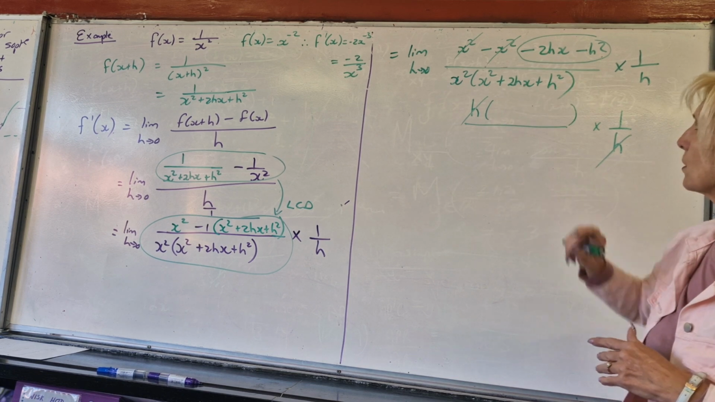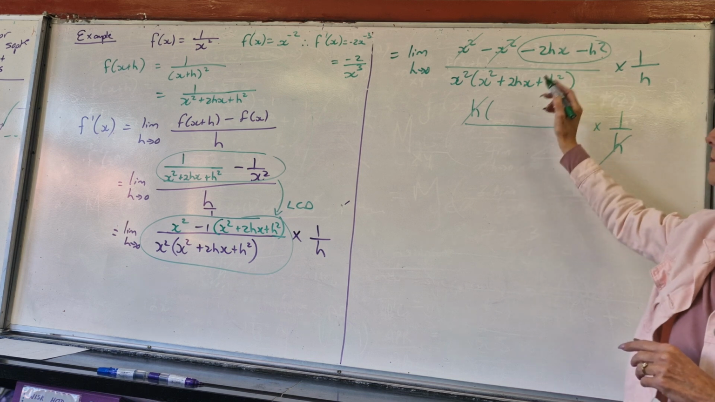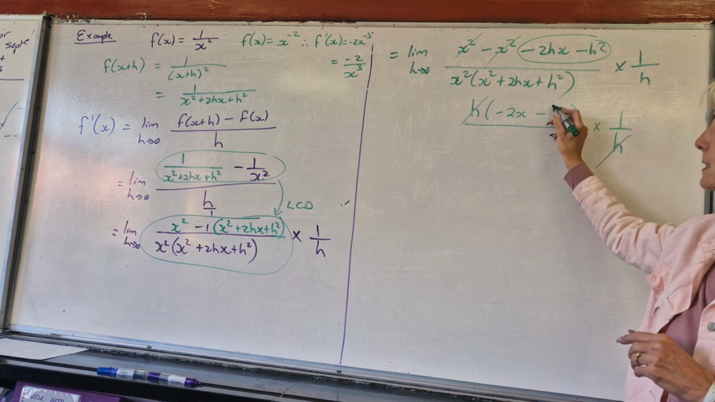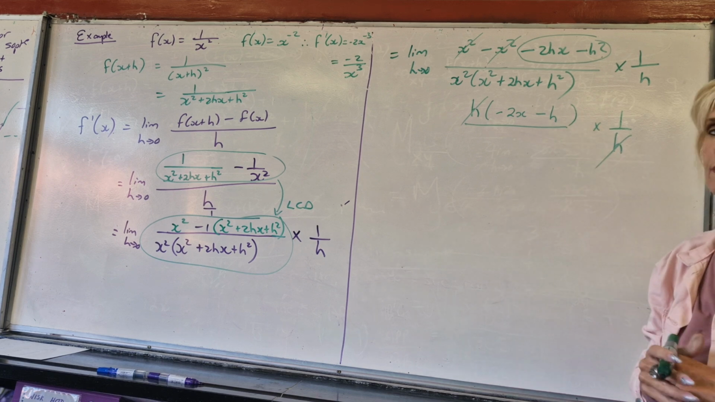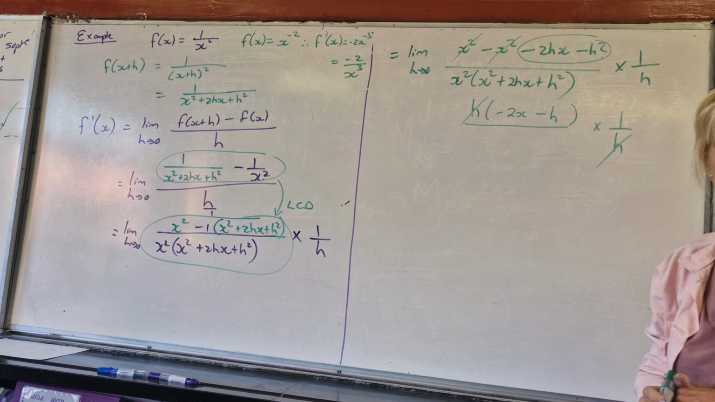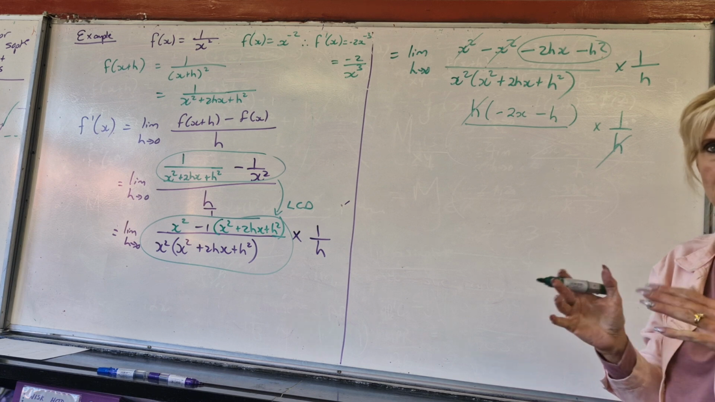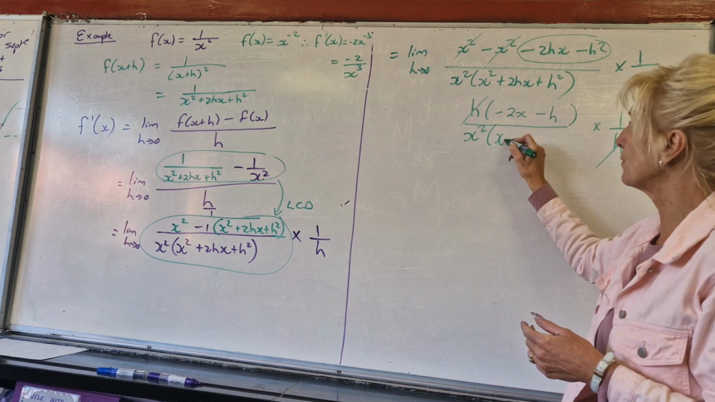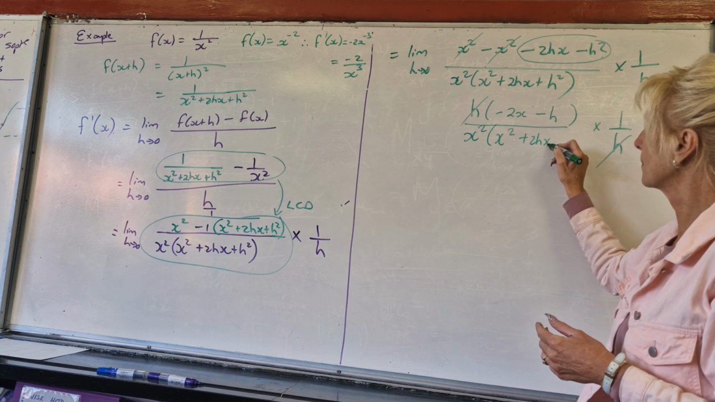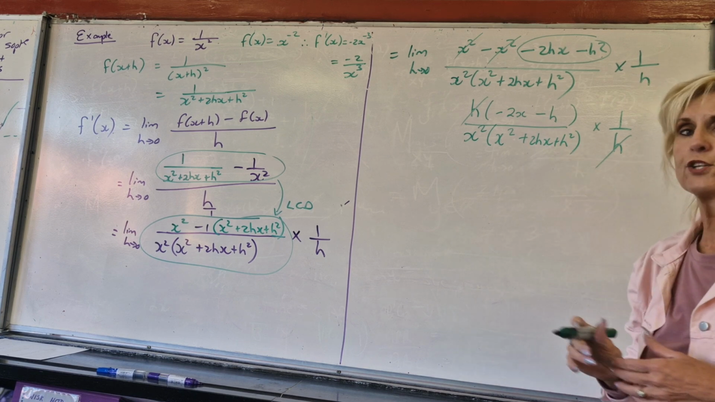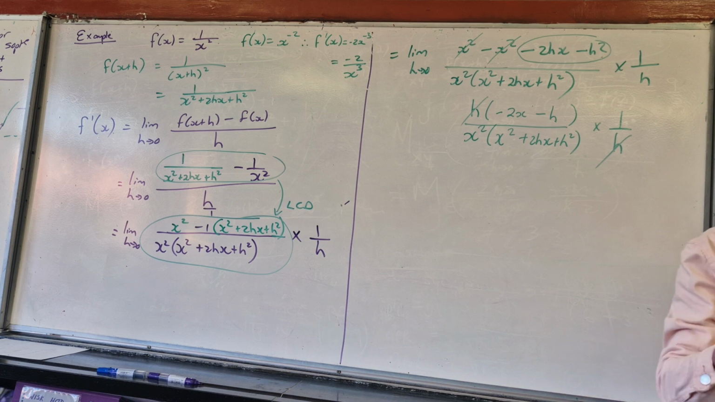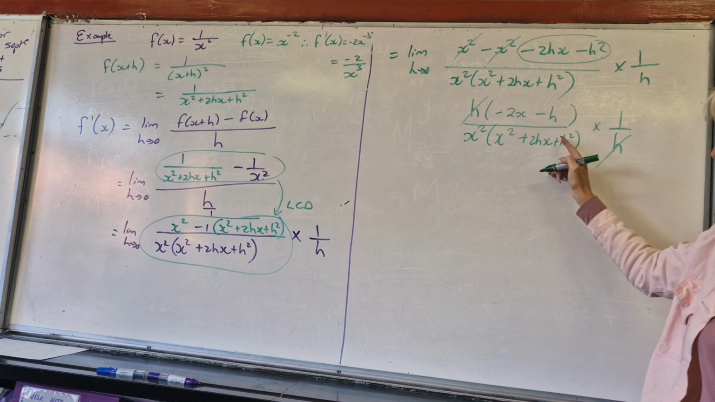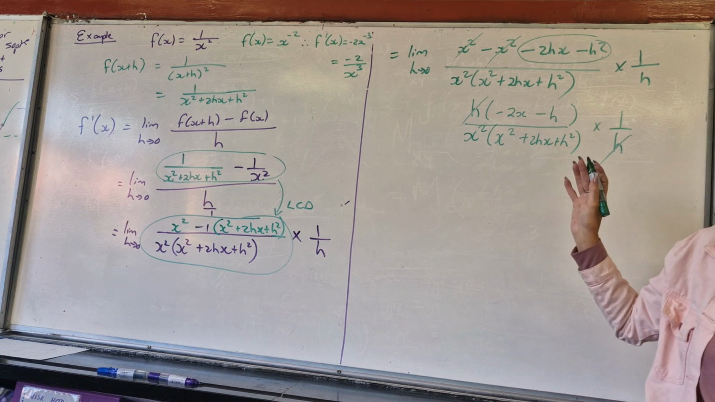If you do take out the common h there at the top, what's left? Negative 2x minus h. And at the bottom, shall I now time it out? Please don't. There's no rule for it and no reason for it. It's not wrong if you would time it out, but there are still h's at the bottom. But those h's won't make the denominator 0. If I do substitute with 0, it's not going to be a problem.